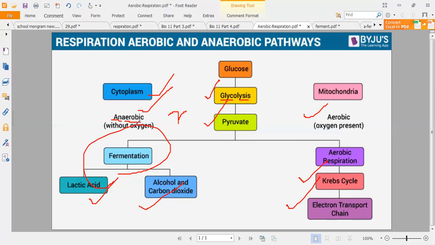In fermentation, we'll get only 2 ATPs. And in aerobic respiration, at the end of the electron transport chain, we get 36 ATPs. In eukaryotes, like in human beings and plants, and in prokaryotes, like in bacteria, we get 38 ATPs.